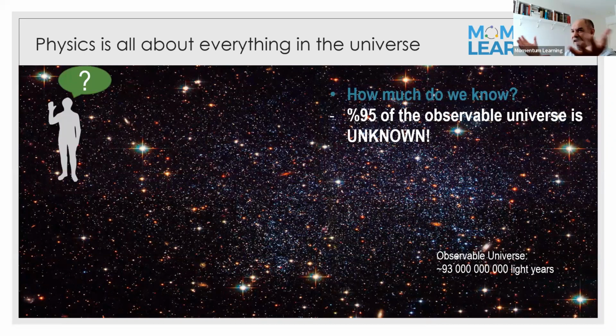And the size of the observable universe as we know it today, as far as we can see, is 93 billion light years. A light year is the distance a light ray travels in a year. So it's a very long distance, and the observable size of the universe is approximately 93.